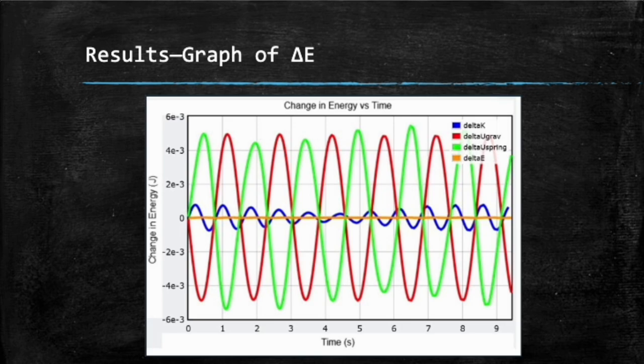Here is a graph of delta energy, and here we present the graph showing the change in energy over time. Notice how the total energy remains constant, aligning with our energy principle, and we'll have an analysis of that later on. This consistency confirms that our model accurately represents the conservation of energy within an ideal system.